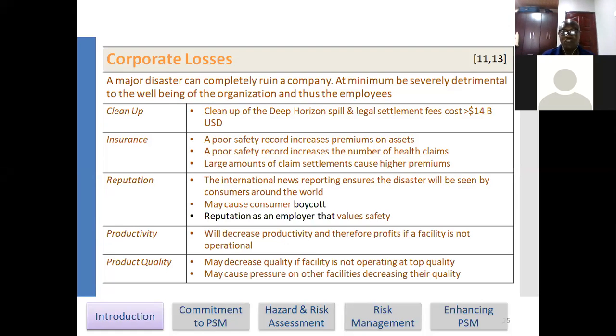For corporate loss also, if a company causes an explosion or an oil spill, they will have to clean it up. And when they clean it up, they'll use money. So there's cost for cleaning up. There's also cost for insurance. The reputation of the company will get damaged. And while the company is picking up, they will lose product quality. So these are things that process safety management can help us to avoid in the industry.